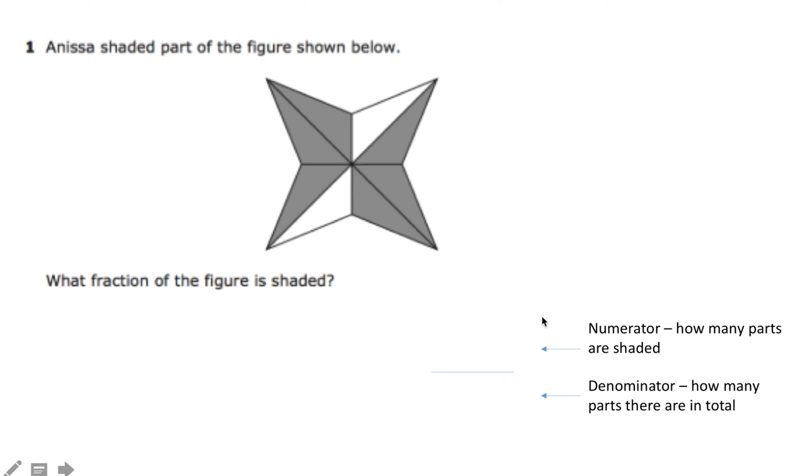Okay, so we need to know two things. We need to know the numerator. This is going to tell us how many parts are shaded. And we need to know the denominator. This is going to tell us how many parts there are in total.